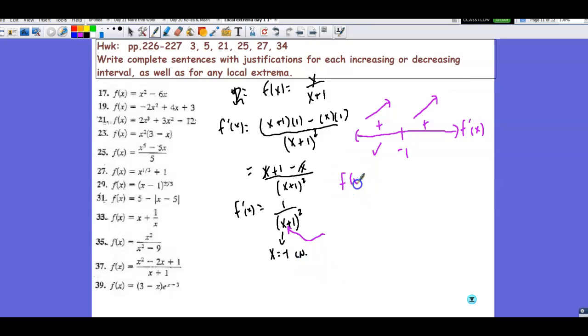So I'm going to say f of x is increasing from -infinity to infinity because f prime of x is greater than 0 on its domain. All right, and I think that's all the problems that we had to do in this particular set. So that is the first derivative test.